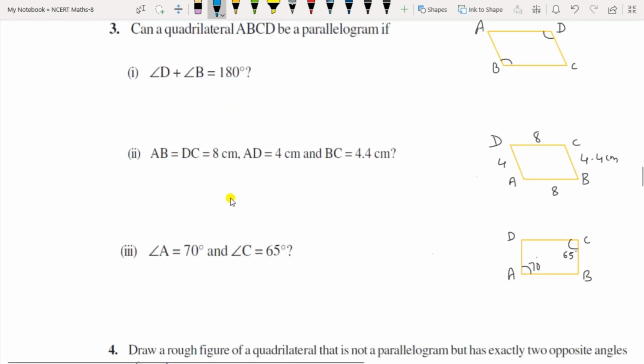Now let us move to question number 3. Can a quadrilateral ABCD be a parallelogram if angle D and angle B equal to 180? If D and B are equal to 180, then can this be a parallelogram or not? So it can be a parallelogram. If it is 90 degrees, then it will be a rectangle, and a rectangle is also a parallelogram. A square is also a parallelogram, but it is not necessary to have the total as 180. So you can write yes, it can be, but not necessary.